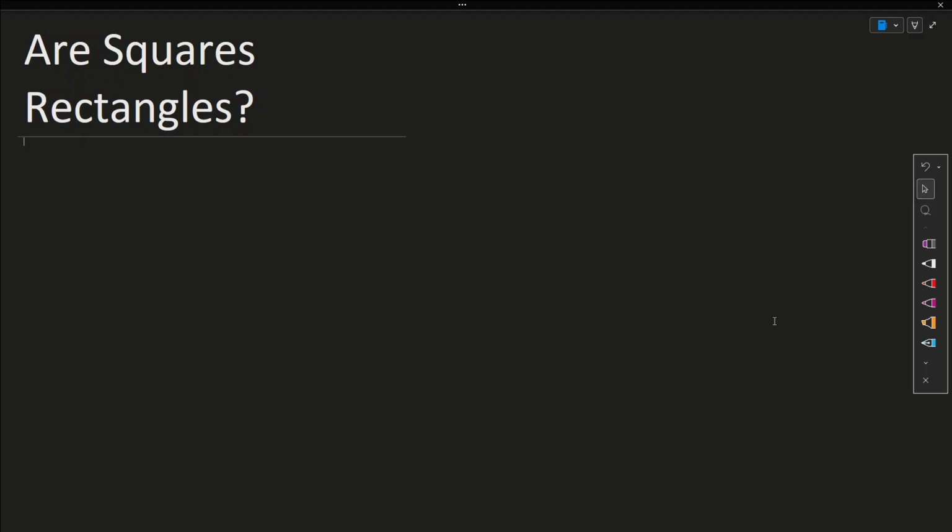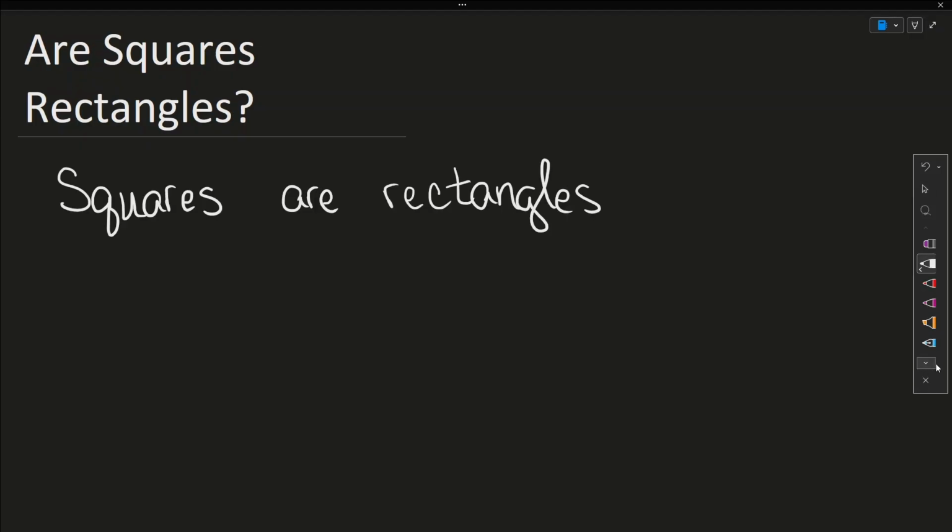Let's look at the statement, squares are rectangles. Is that true? Yes, it is. Why? Because a rectangle is defined as a quadrilateral with 4 right angles. A square has 4 right angles, so it meets the definition of a rectangle. A square has some extra properties too, like 4 congruent sides, but that does not stop it from being a rectangle.